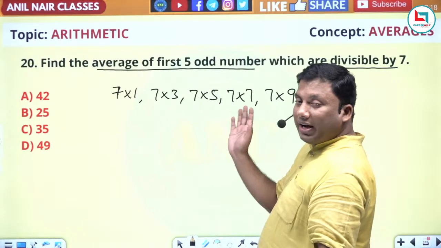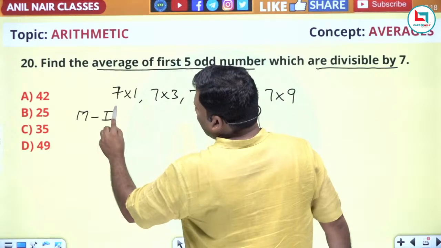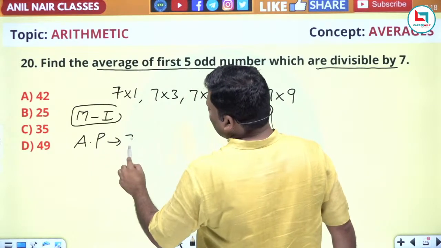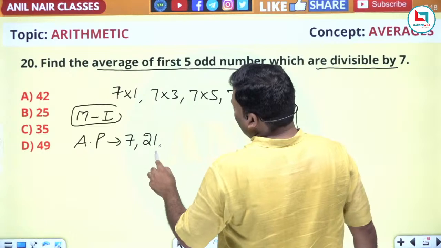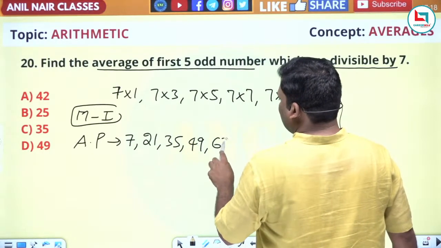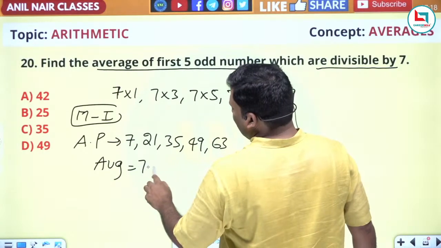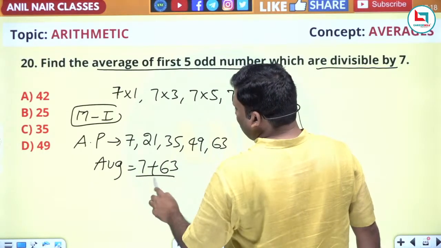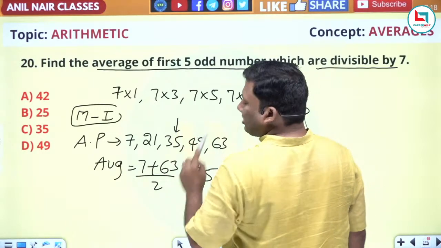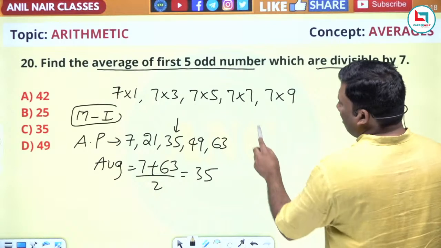You can look at it from multiple angles. Method 1. The series is in arithmetic progression: 7, 21, 35, 49, 63. So the average will be first term plus last term by 2. It is 35, or else it is the middle term: 2 to the left, 2 to the right, middle term. Method 2.